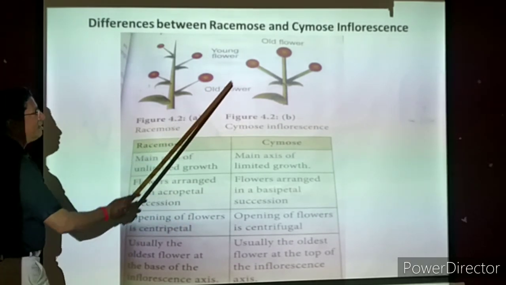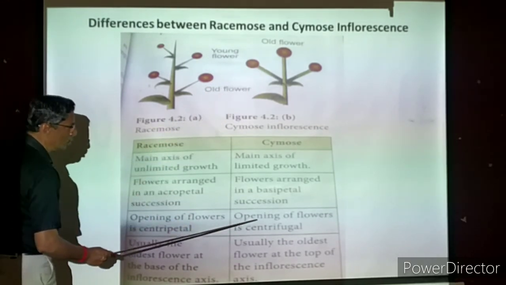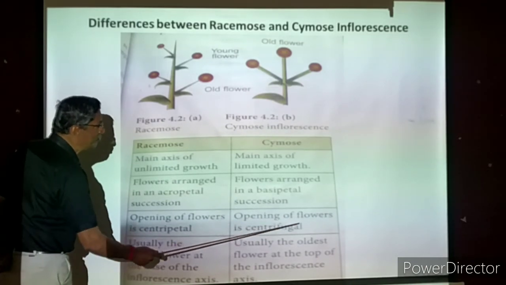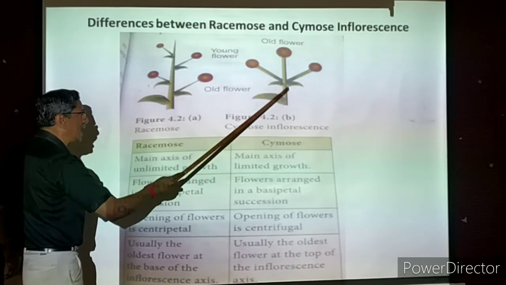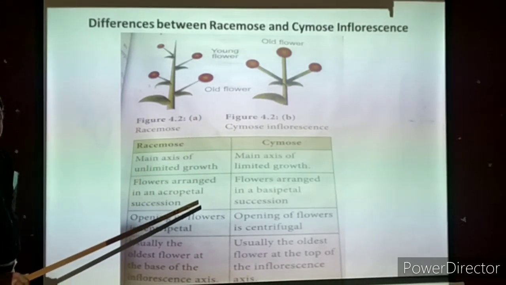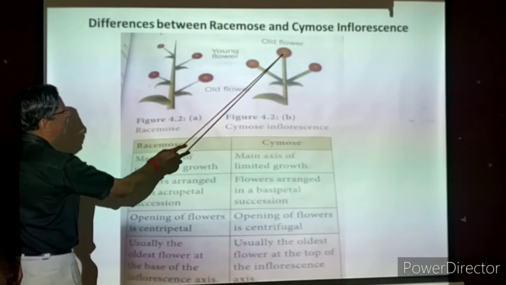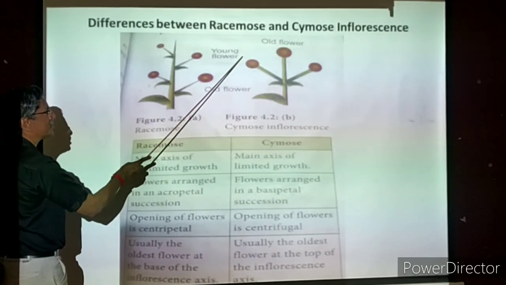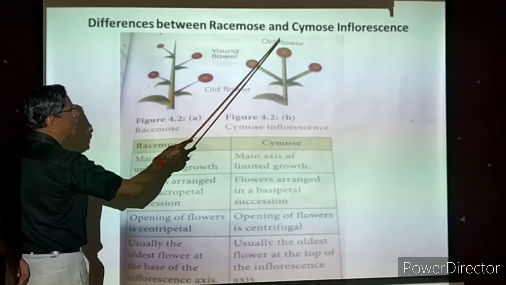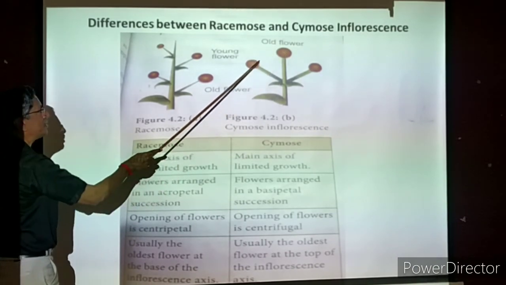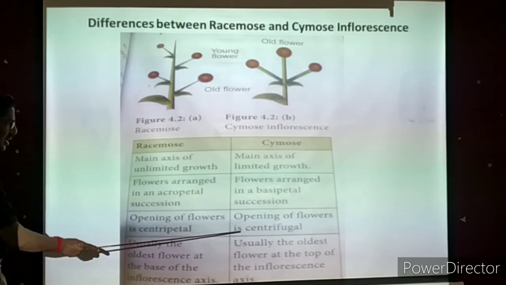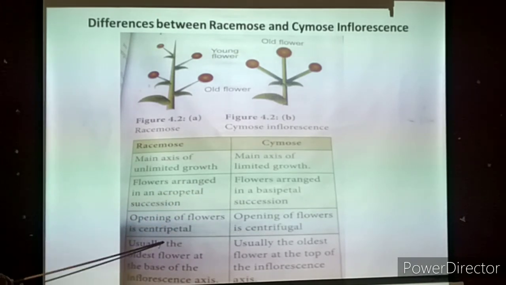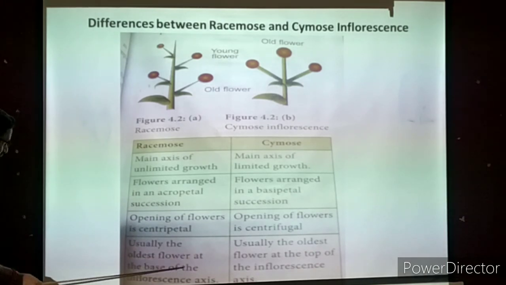Now this is centrifugal growth. Now the next word, opening of flowers is centrifugal. What is the meaning of centrifugal? The first flower which is opened is on the axis, center, central axis. The next flower which is opening is away from the center. So if the flowers are opening from the center towards the periphery of the inflorescence, periphery means outer, then it is called centrifugal growth.